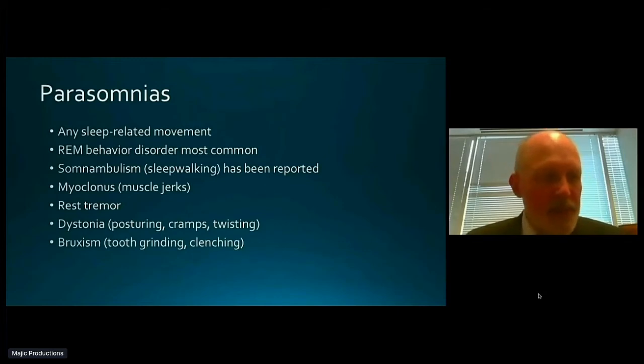Okay, parasomnias are what I'm going to spend the last few minutes talking about. And parasomnias are broadly defined as any sleep-related movement. In Parkinson's, REM behavior disorder is the most common, but you can see things like sleepwalking, myoclonus or muscle jerks, resting tremors that happen at night. I put the dystonia, the posturing cramps, twisting, and bruxism. Most of these are present to a mild degree. REM behavior disorder is clearly the most concerning.